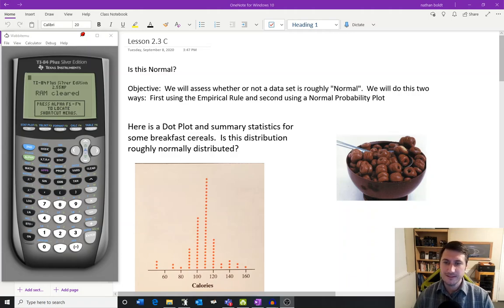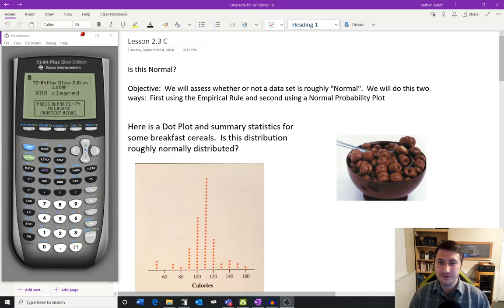Hello AP Statistics students. In this video we're going to take a look at whether or not a distribution or a data set can be described as normal. We've been learning a lot about normal distributions, how to calculate percentages underneath the normal curve, but we can't use the normal curve unless we can say definitively the data we're looking at is relatively normal. So how do we assess this? That's what we're going to look at right now.